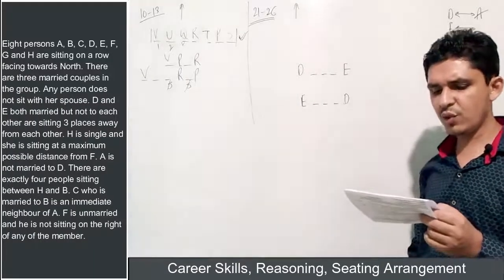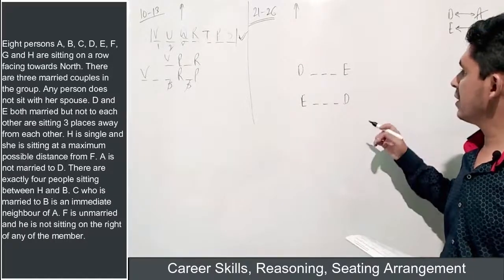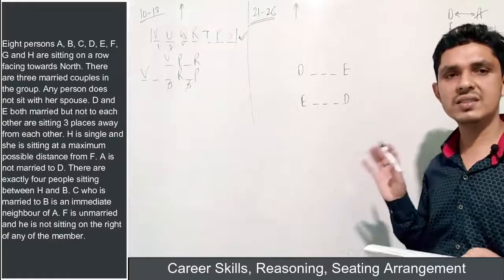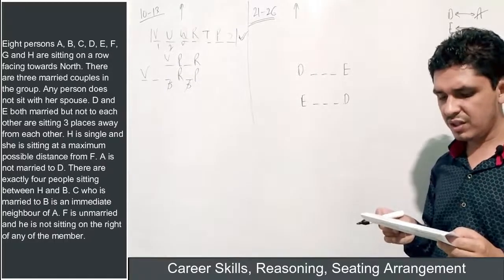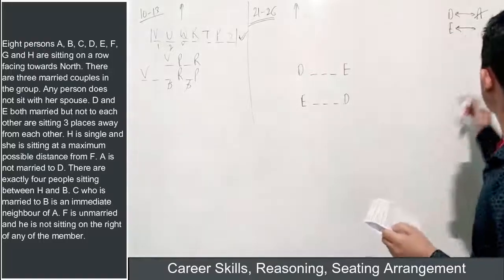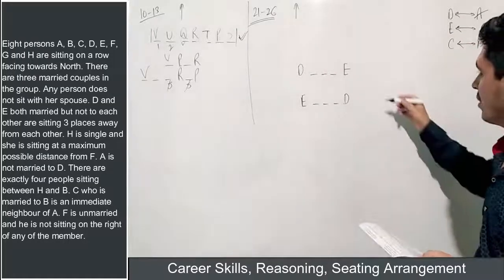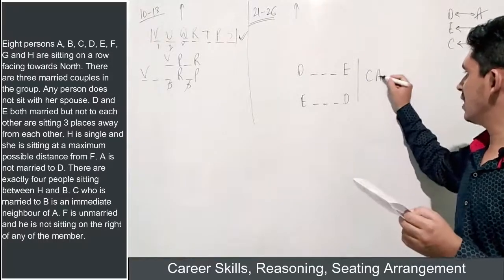There are exactly 4 people sitting between H and B, so we can place wherever H and B will be, the position of H has been determined. Okay, thereafter C, who is married to B, is an immediate neighbor of A, so we can write it as C is married to B. And one thing also we have determined, that C is immediate left of A.